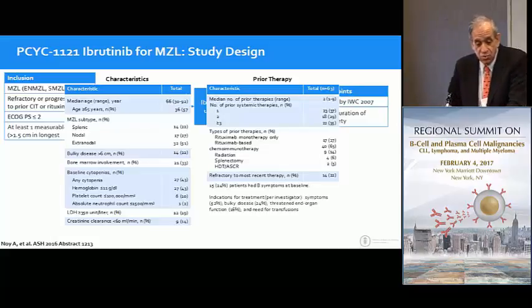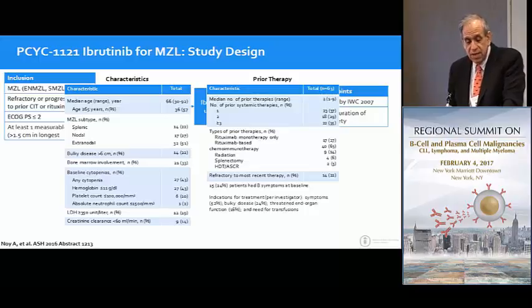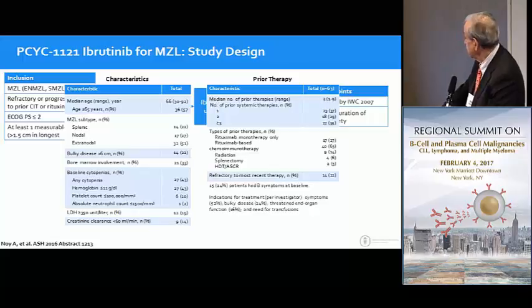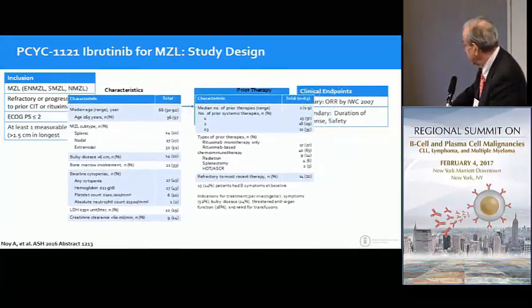The median age was 66. And we have a breakdown of the different subtypes of marginal zone lymphoma. The median number of prior treatments was 2, and you can see that some patients only had rituximab monotherapy, but many of the patients had chemoimmunotherapy. Very few patients had prior transplant.